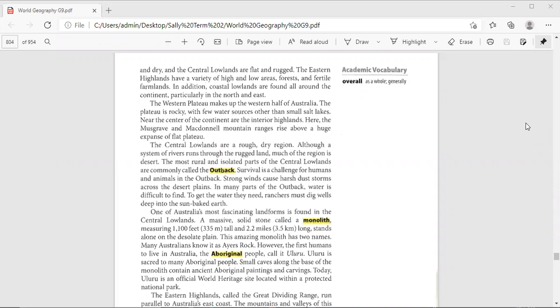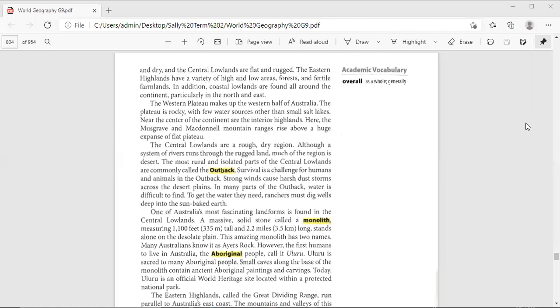Because strong winds cause harsh dust and it causes storms in the desert plains and in many parts of the outback. Also, it's a desert, so water is very hard to find. Most of them die of thirst. To get water, they must dig wells deep into the sun-baked earth. They must dig under the land itself to find water, but they might not always find water, so it's hard because they can't locate the water exactly. Thank you very much, Hannah.